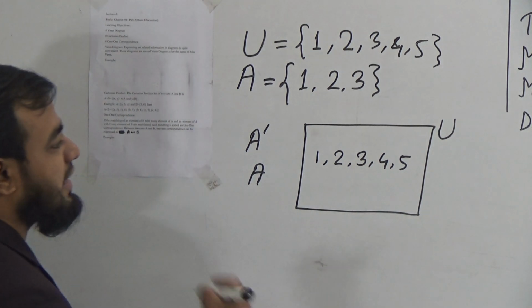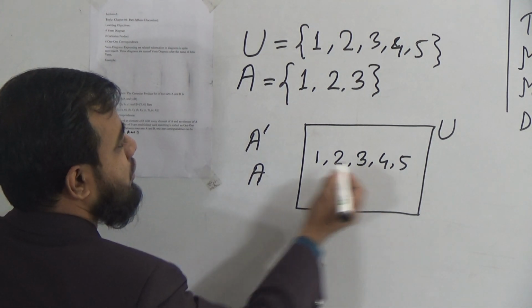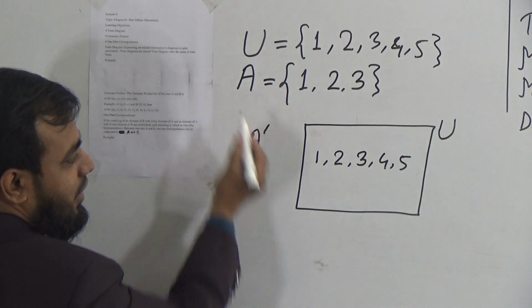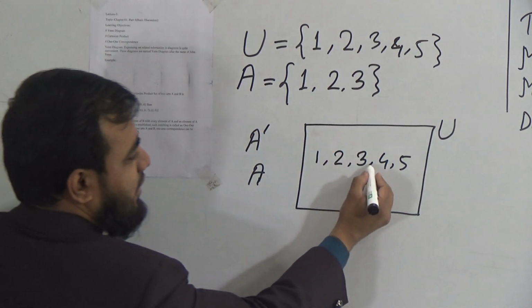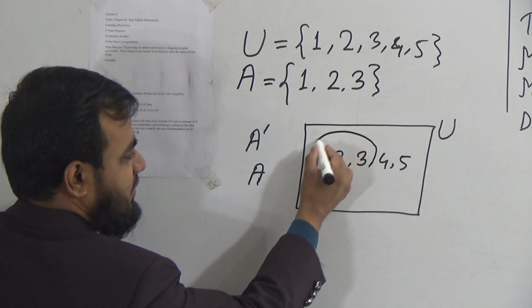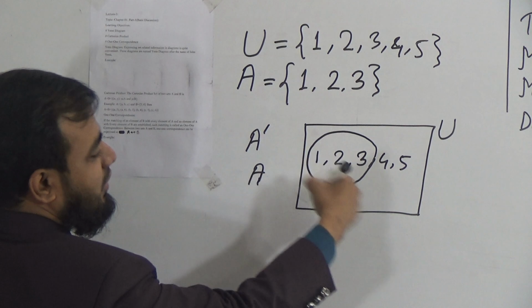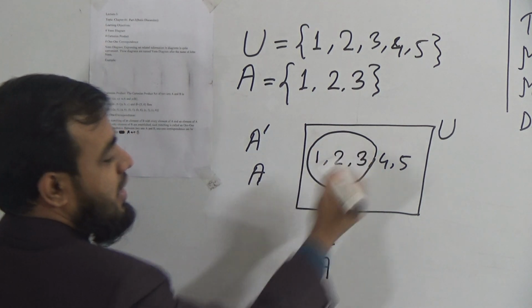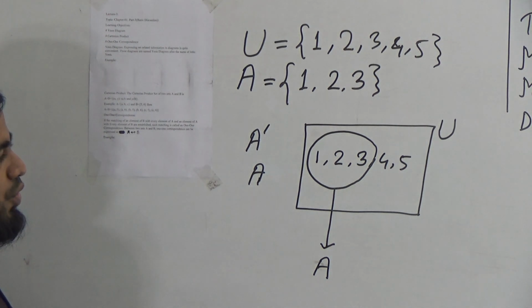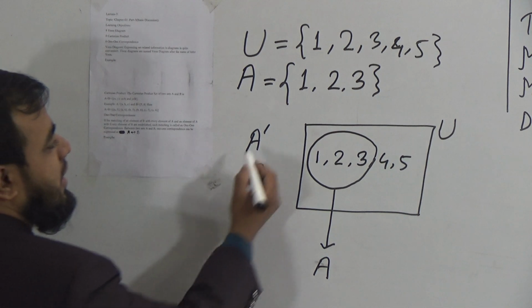Now we can express the set A in this diagram also. How? Look, in the set A we have 1, 2 and 3. Then if we draw a figure like this, this circle indicates A. This circle is the set A. And we can identify another set, which is A prime.